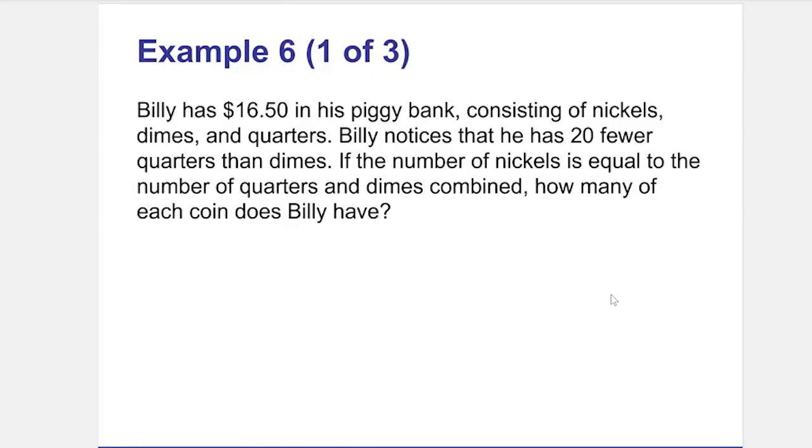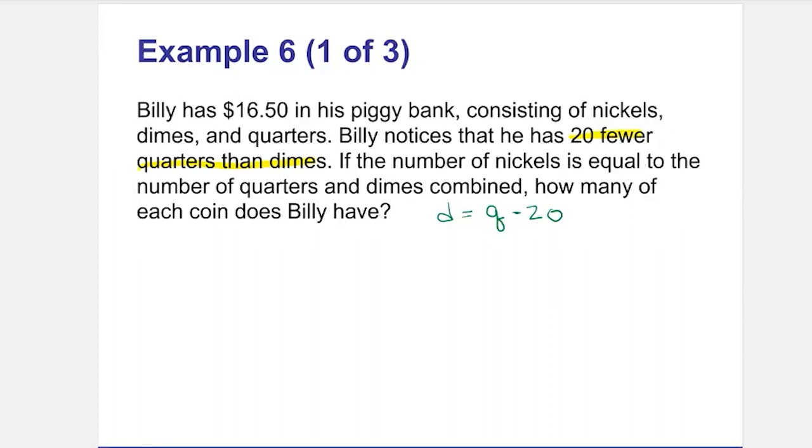Billy notices that he has 20 fewer quarters than dimes. So he has more dimes than quarters, right? So let's use this sentence, 20 fewer quarters than dimes, to say that dimes is equal to, so I have 20 fewer quarters than dimes, so I have more dimes, right? So I can say Q, quarters, minus 20.